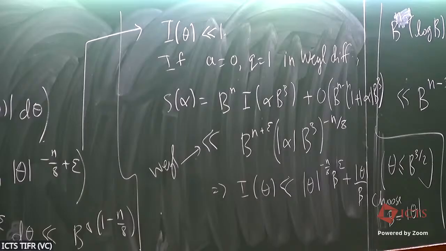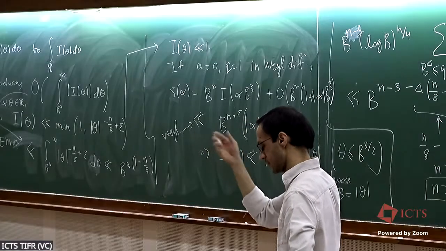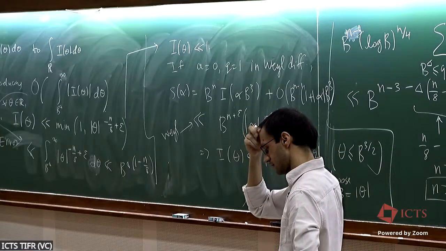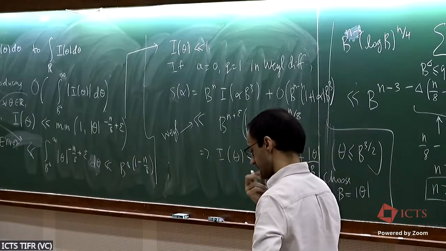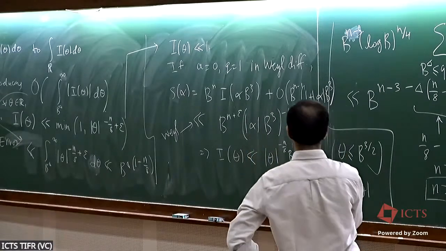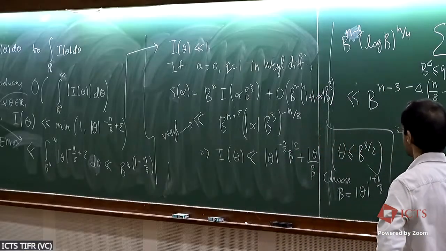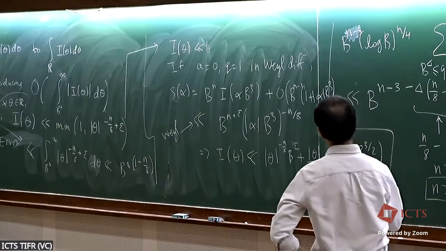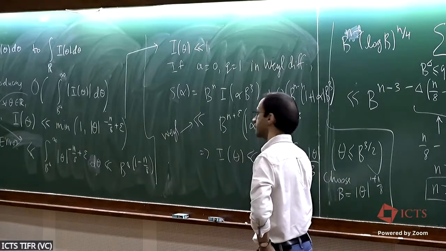B is a free variable at this point. But theta is somehow bound, it depends upon b. We want it to go to everything somehow. If you take b to be theta to the 1 plus n by 8, because b is a free variable, we do that. And then what we end up getting is theta to the minus n by 8 and theta to the minus n by 8.